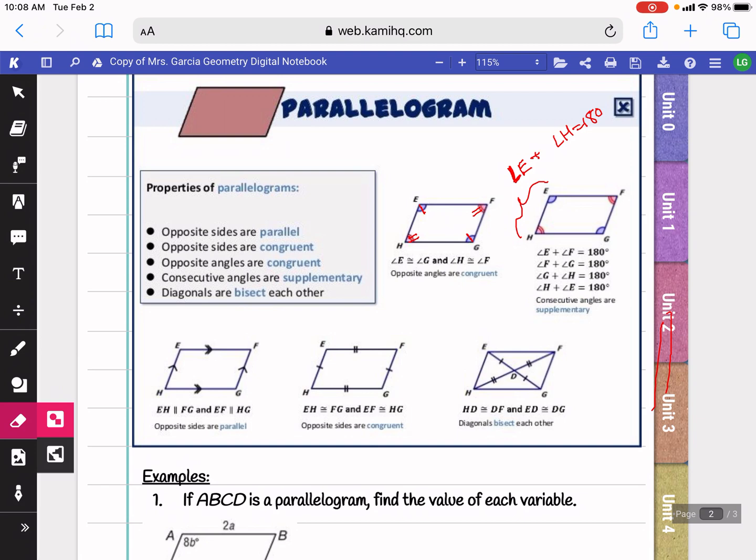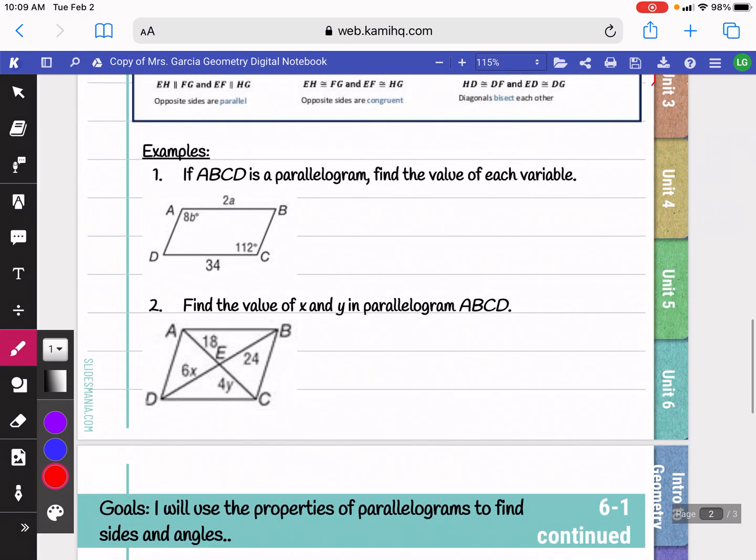So this half is congruent to this half, and then this half would be congruent to this half. So those are the main things we're going to be learning, including that opposite sides are congruent. And we're going to be using these to answer several questions about parallelograms. So here are some examples.